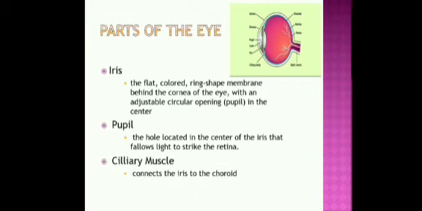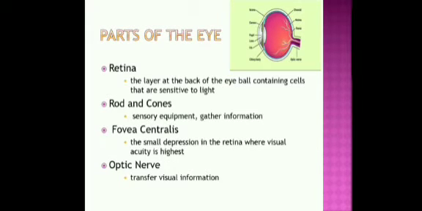Next is the ciliary muscle. It connects the iris to the choroid. This controls the lens of the eye and produces the fluid, which is the aqueous humor. Next is the retina. It is the layer at the back of the eyeball containing cells that are sensitive to light. It receives and organizes visual information. This means the retina is where the images form.